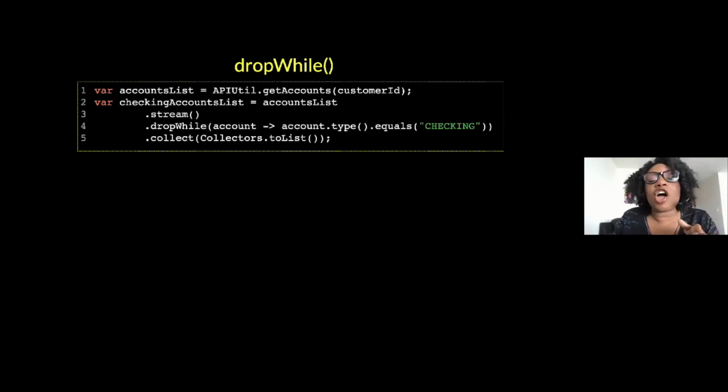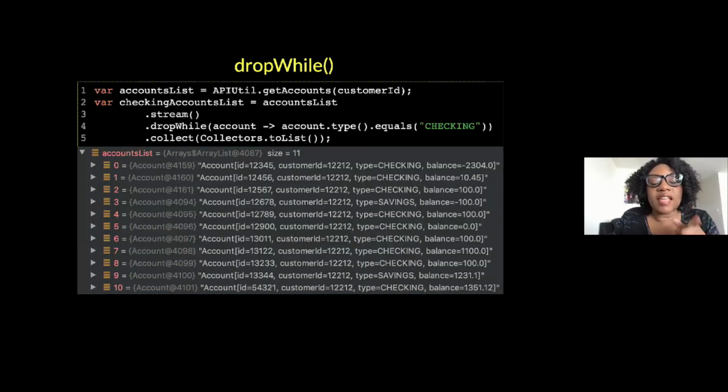Okay. Java 9 also introduced dropWhile, which does the opposite of takeWhile. For this one, we're saying drop the accounts of type checking until you get to one that's not. So with 11 accounts here, we see the first 3 are checking, the 4th is savings, the 5th through 9th are checking, the 10th is savings, and the last one is checking. So how many accounts do you think will be collected in the checking accounts list? Go ahead and take a guess.